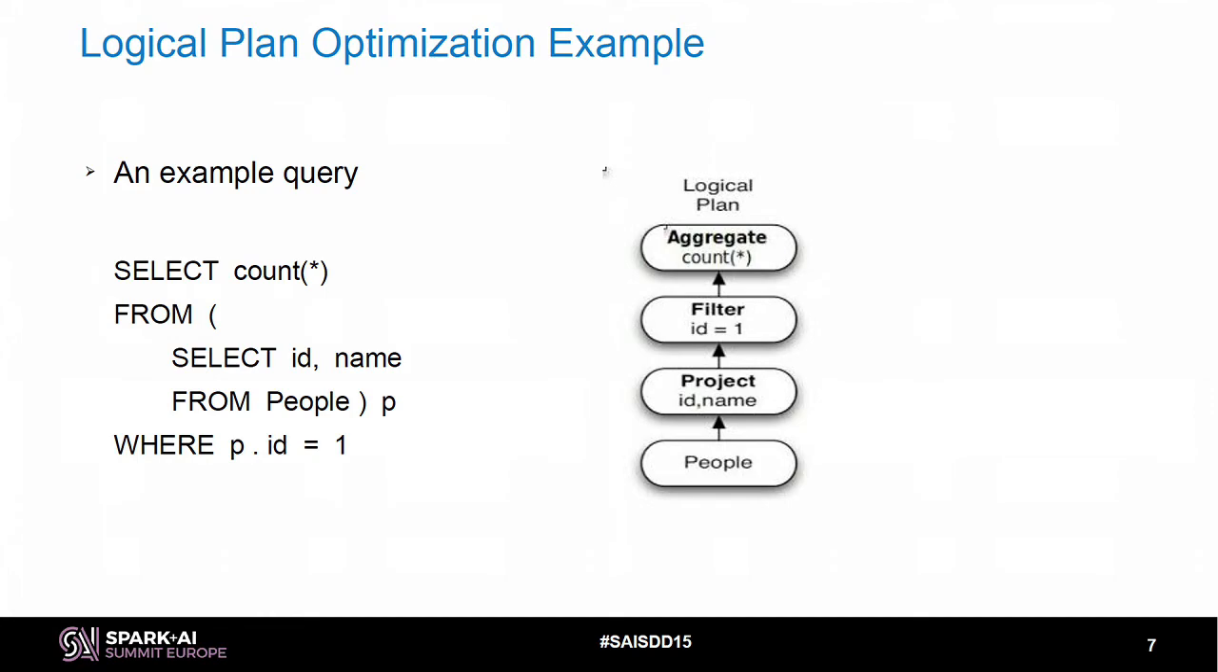Corresponding to this query, we have the AST, that is the tree that is generated, which projects ID and name from the people table, filters it based on ID, and counts the number of rows.